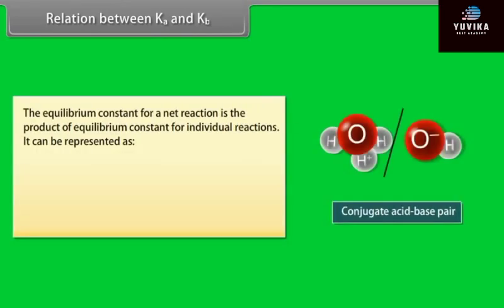Relation between Ka and Kb. The equilibrium constant for a net reaction is the product of the equilibrium constants for the individual reactions. It can be represented as K net is equal to K1, K2, K3, and so on. For a conjugate acid-base pair, Ka into Kb is equal to Kw.